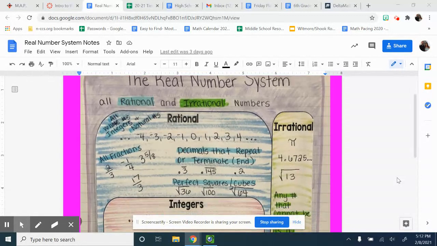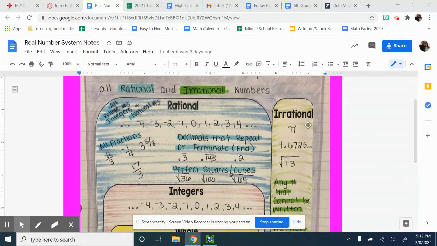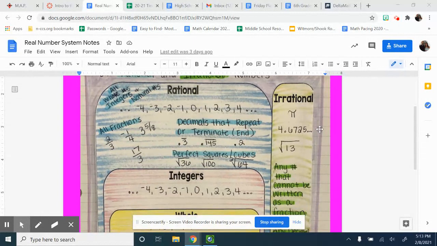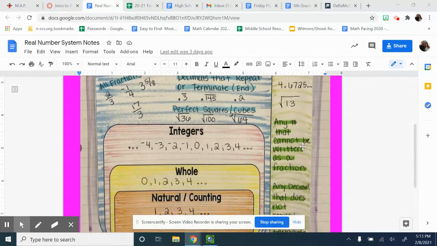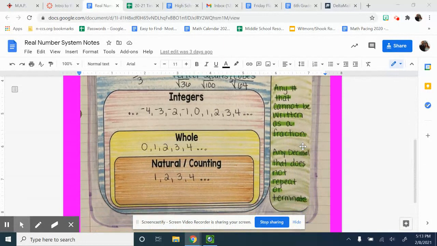So irrational, let's just start there because it's its whole own other little set. Irrational would be numbers like pi, that you learned about with circles, a decimal that goes on and on forever and never repeats, or the square root of a number that's going to give you a decimal that goes on and on forever and never repeats. So it's any number that cannot be written like a fraction. Your decimal does not repeat and it does not terminate. Remember, the word terminate means it stops.